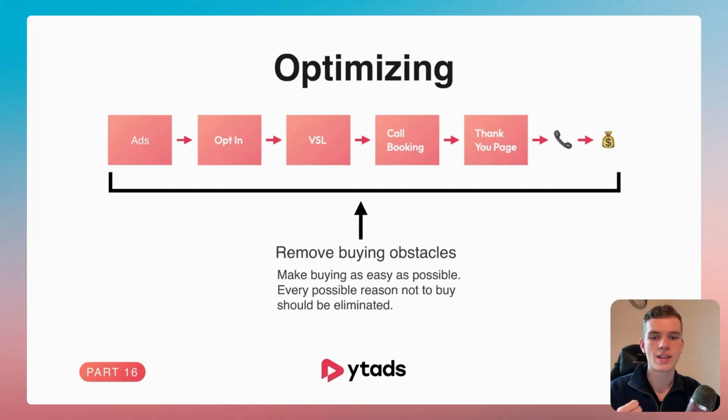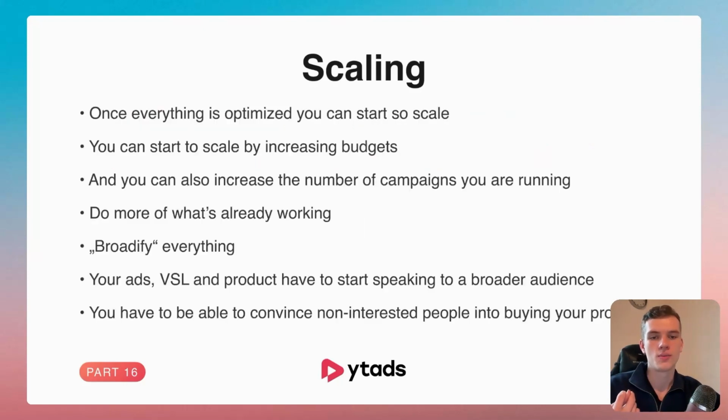And another step at optimizing the entire sales process is removing buying obstacles. Make buying as easy as possible. Every possible reason not to buy should be eliminated. And this goes for the entire sales process. Every reason not to buy should be eliminated. Make it as easy as possible for them to buy. Like, buying should be the next logical step. It should be super logical to buy. It should be stupid not to buy, honestly.